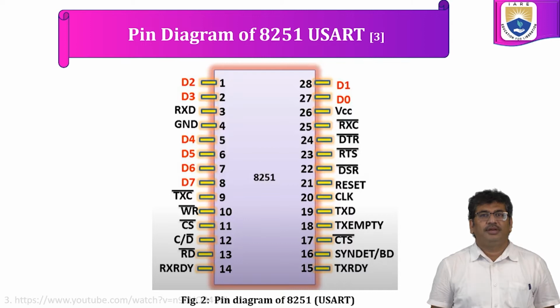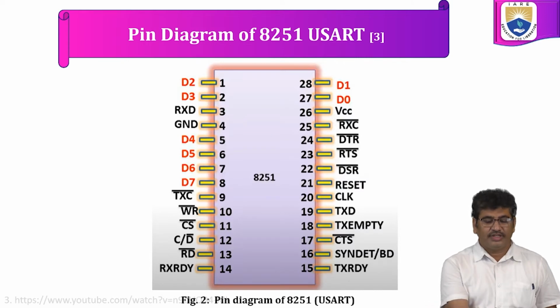The pin description of 8251 USART is shown in figure 2. D0, D1, D2, D3, D4, D5, D6, D7 are the 8-bit data bus which is used for interfacing the system bus of 8086 with the internal data bus of 8251. RxD line, which is receive data.